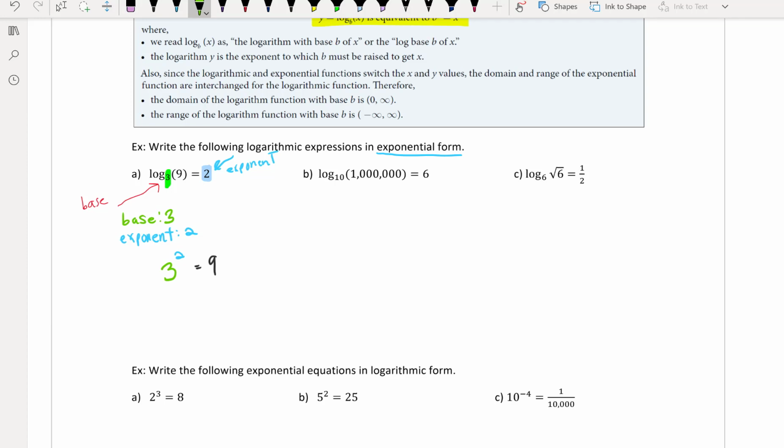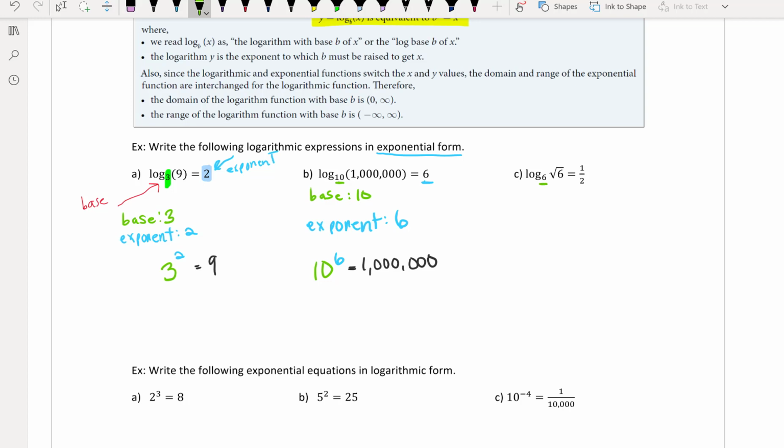For part B, I can see that my base is that little number, so that's 10. And my exponent is what it's equal to, so my exponent here is 6. So I can say that I have base 10 with an exponent of 6 is equal to the thing inside the parentheses, which is 1 million.